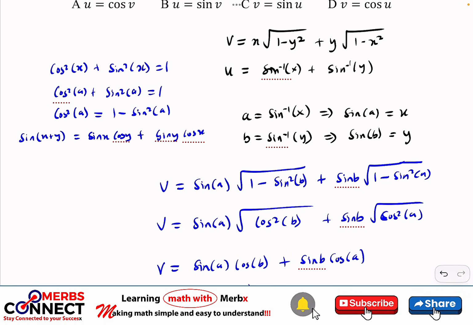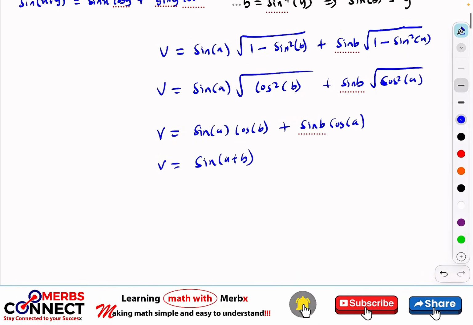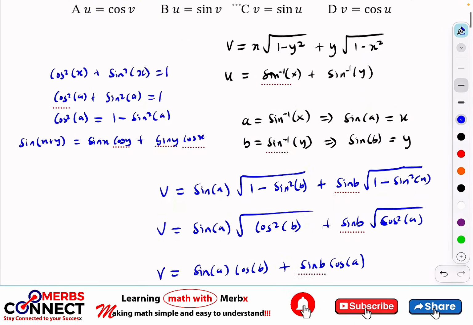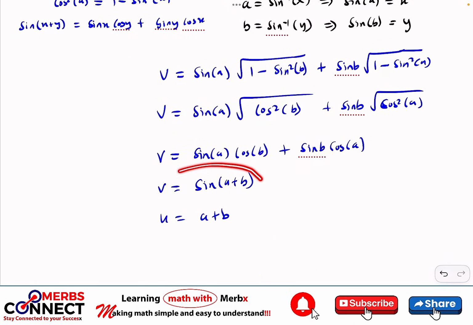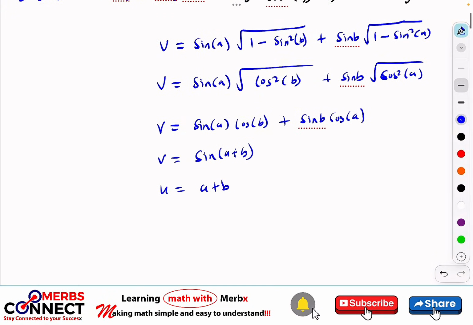How are we going to do that? We know that sine inverse of x is a and sine inverse of y is b. So u is equal to a plus b. So now we have u, which is equal to a plus b. We want to find the relationship with this. So look at v here and look at u here. You see that we have a plus b, a plus b. So for us to get sine of a plus b, what we can do is take sine on both sides. So this implies that sine u is the same as sine of a plus b.